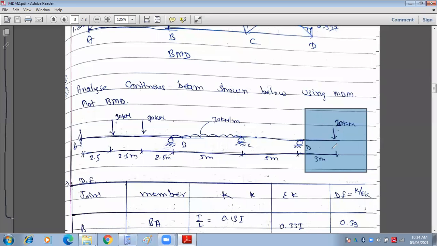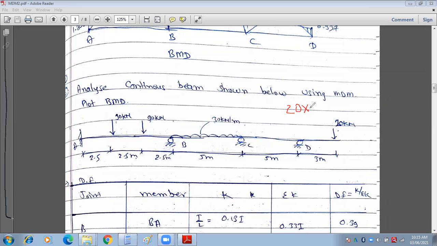Here the clockwise moment is prepared due to this point load and this perpendicular distance. How much this value? The value will be 20 into 3, it becomes a 60 kilonewton meter moment, clockwise moment, 60 kilonewton meter.